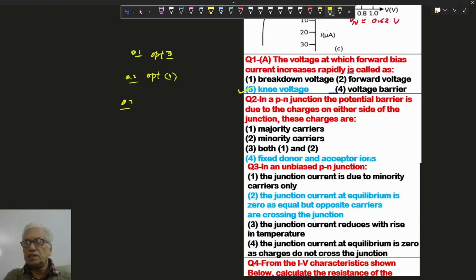Question 3. In an unbiased PN junction diode at equilibrium, opposite carriers are crossing the junction, or in other words we can say the diffusion current is equal to the drift current. They are equal and opposite, so effectively no current is flowing. So option 2 is correct.